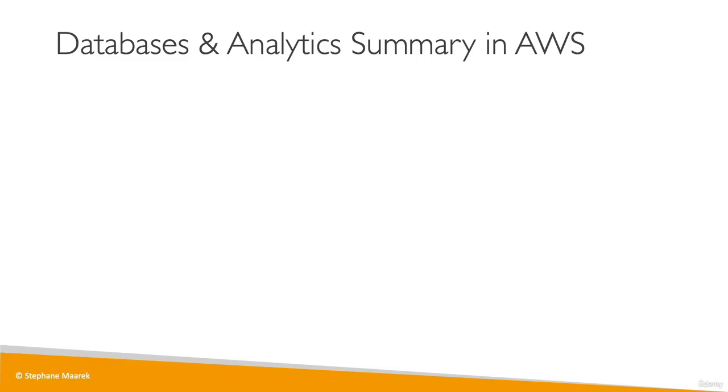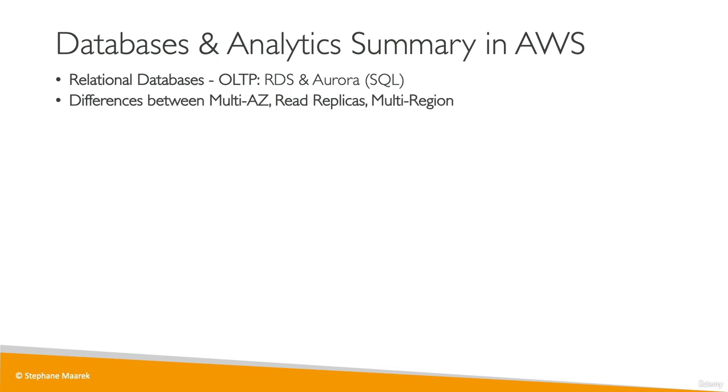So let's summarize everything we know about databases and analytics in AWS. And you just need to know what database corresponds to what use case going into the exam. So if you have a relational database and you have OLTP, so online transaction processing, you have to think RDS and Aurora. And both these databases support the SQL language to query your data. You also need to know for RDS the difference between a multi-AZ deployment, replicas, and multi-regions, as well as their use cases. If you need an in-memory database or in-memory cache, think Elasticache.